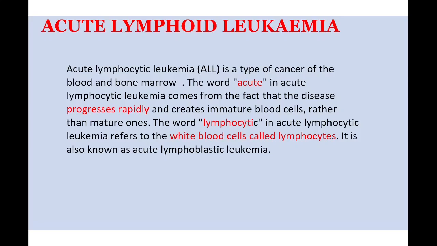How did the term ALL come about? The word acute in acute lymphocytic leukemia comes from the fact that the disease progresses rapidly and creates immature blood cells rather than mature ones. The word lymphocytic refers to the white blood cells called lymphocytes. It's also known as acute lymphoblastic leukemia.